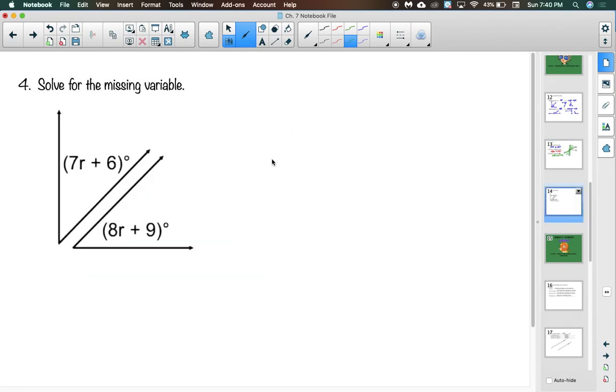Okay, last one for us, solve for the missing variable. Well, I'm telling you guys, these look really interesting, these 2 angles. I think if we put this angle and this angle together, we would end up with a right angle. Too bad I can't move them around. That'd be cool to be able to show you that. But if I would push those 2 angles together, we would get a very 90-degree right angle. It would look like this, with the 7r plus 6 here and the 8r plus 9 here.